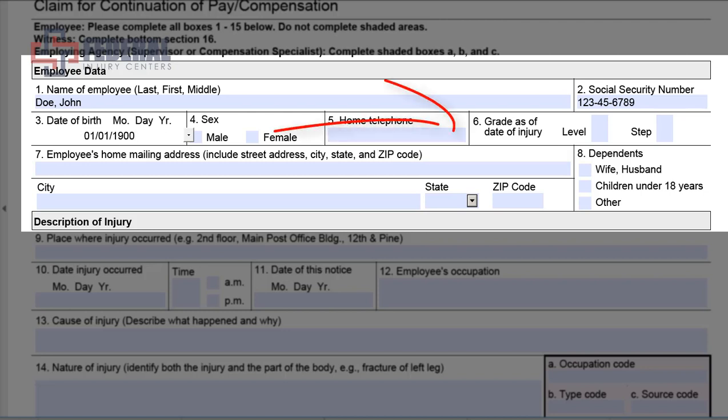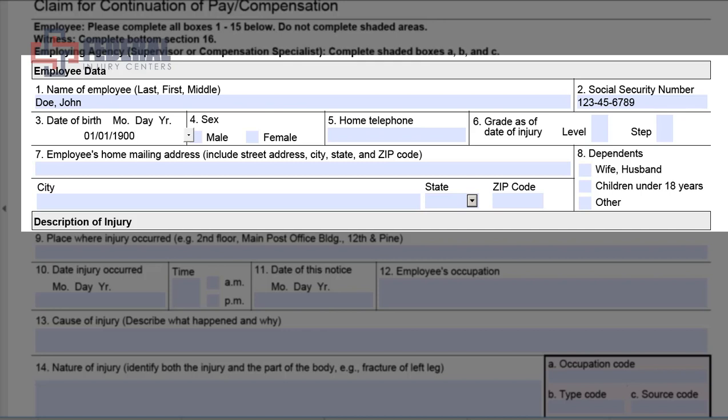In box 6, grade of pay as date of injury. If you know your level and step, go ahead and put that in there. It's not 100% necessary to get your claim filed right now. If you know it, definitely put it in. If not, you'll be asked for it later on. It's not necessary at this very moment.